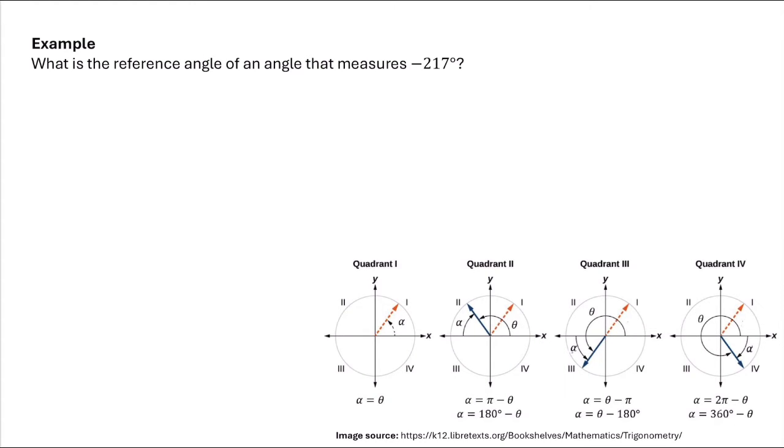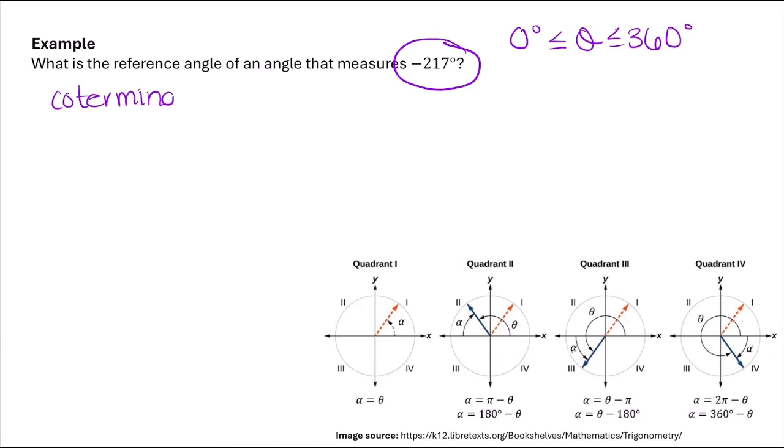So let's get into some examples. How does this even work? You may see questions that ask: what is the reference angle of an angle that measures negative 217 degrees? Well, negative 217 degrees is not between 0 and 360, and we're looking for angles between 0 and 360. So we need to first make an adjustment and find the coterminal angle. Since this is negative, I'm going to add a multiple of 360, or you keep adding 360 until you get an angle between 0 and 360. So I'll start by adding 360. Negative 217 plus 360 gives me 143 degrees.